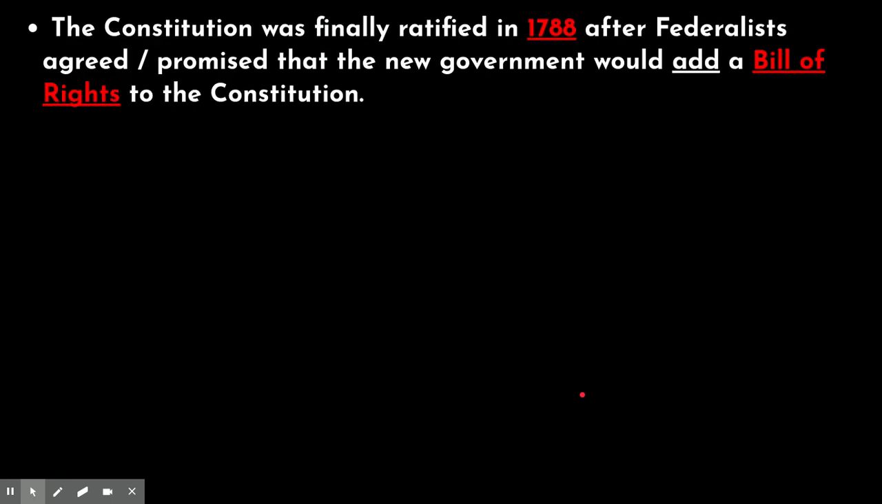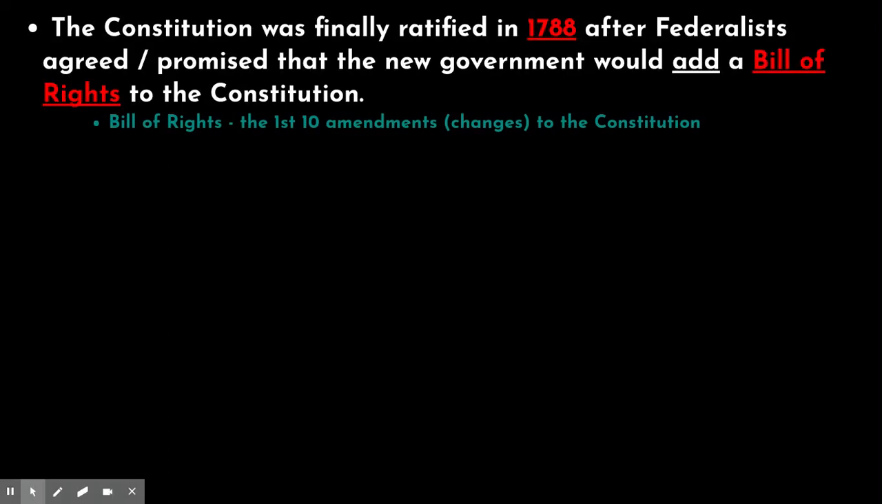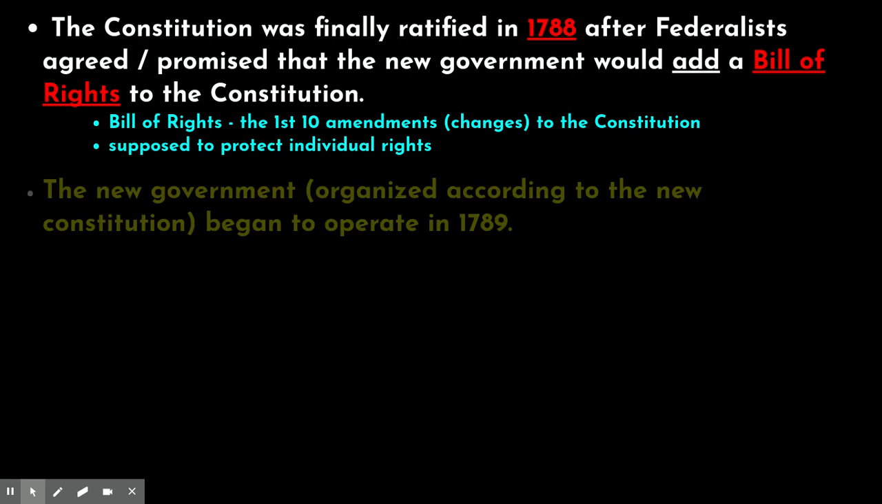So it was ratified in 1788 after Federalists. Now, there was kind of a compromise here. The Federalists agreed and promised that the new government would add a Bill of Rights to the Constitution. That was in return what they had to promise. They said, if you Anti-Federalists agree to vote for this new Constitution, we promise you the first thing we're going to do is to change this new Constitution to add a Bill of Rights to protect individual rights. And we did that.